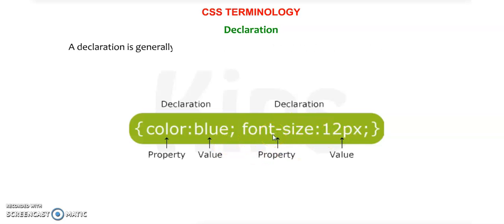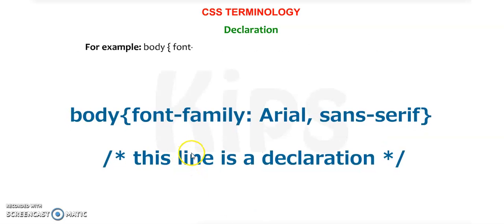This is how we can declare. A declaration is generally any single line of CSS that appears between the curly braces. For example, body, then font-family, we can write Arial, sans-serif, any font style we can write. So this line is a declaration.